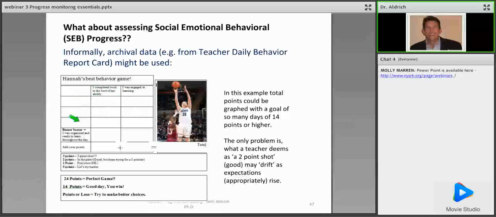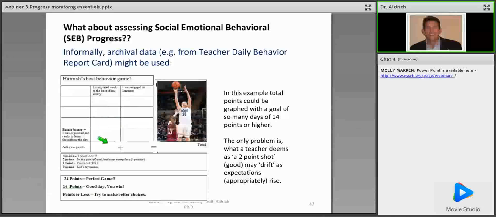There might be 3 times a day that we're giving feedback for completing work to the best of her ability. This is Hannah, and that she's engaged in learning. We teach her what completing work to the best of her ability is. We give her feedback. We talk about what engagement means, what it looks like, what it sounds like, and we give feedback concerning those prioritized behaviors.